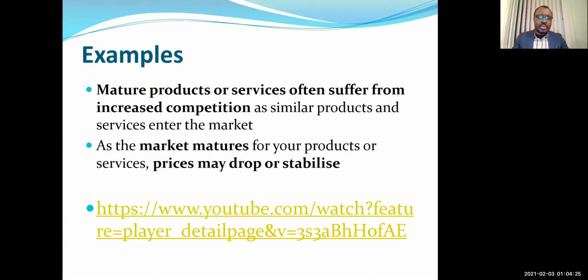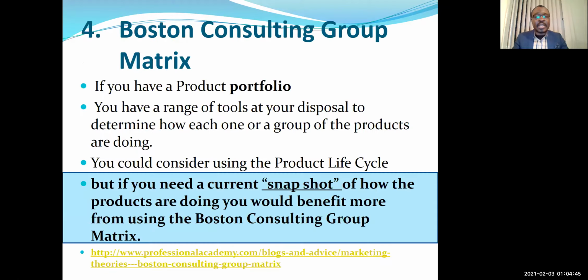So for example, mature products or services often suffer from increased competition as similar products enter the market. So as the market matures for your product, prices may drop or stabilize. There's this YouTube video there for you to watch in your own time. Take a good look at it and it gives you detailed information about this product life cycle.